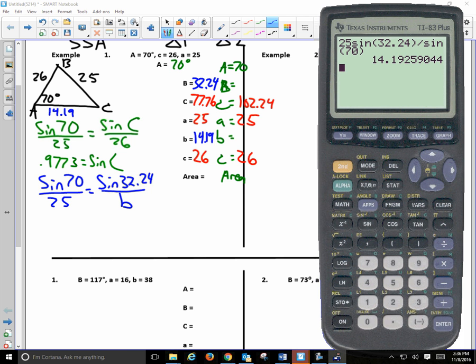Can I find this area now? Do you remember how we found area yesterday? I'll use these three sides right there. What do I do? 1/2 times. Yep, times the two sides times sine of the included angle. I get 173.35.